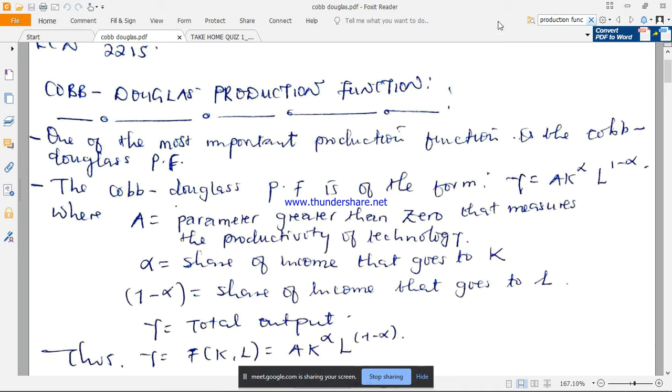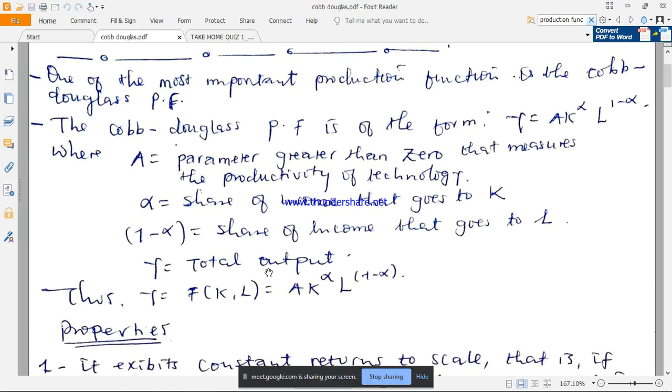So let's continue. Sorry, let's continue. Where A is a parameter greater than 0 that measures the productivity of technology, alpha is the share of income that goes to capital, and 1 less alpha is the share of income that goes to labor. Of course, Y is the total output. Thus, we have output Y being a function of capital and labor equal to A K to the alpha L to the 1 less alpha. So this is the form of the Cobb-Douglas production function.